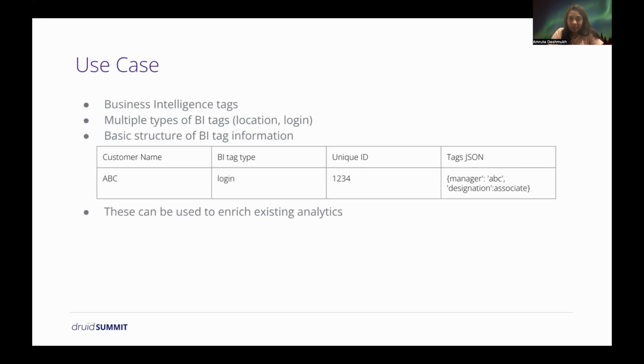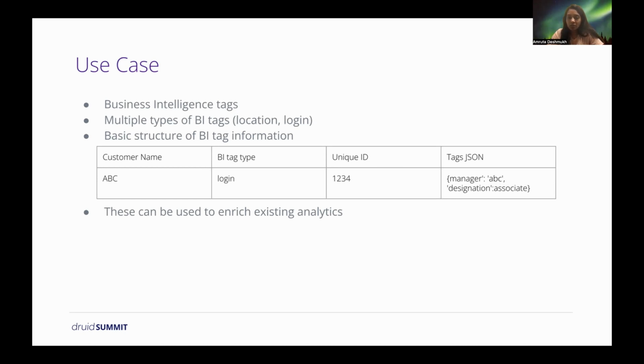To give you a little background, we have something called business intelligence tags, which can be used by customers to further enrich the analytics. Now, BI tags are of multiple types, such as location tags, which can be used to append more information regarding the location of the VR device. For example, what city this device is assigned to. We also have something called login tags, which can be used to append more information regarding the personnel who is training on the VR headset.